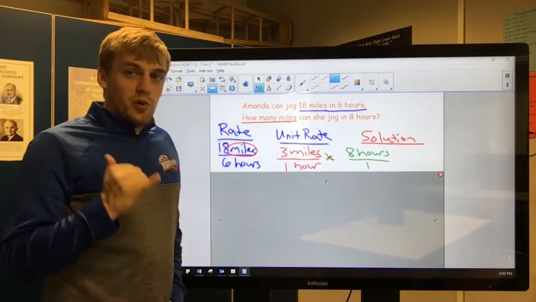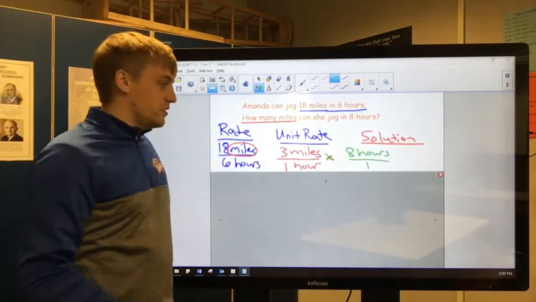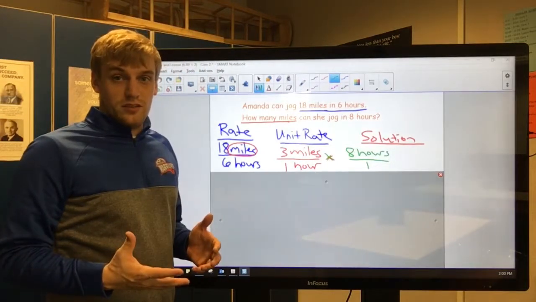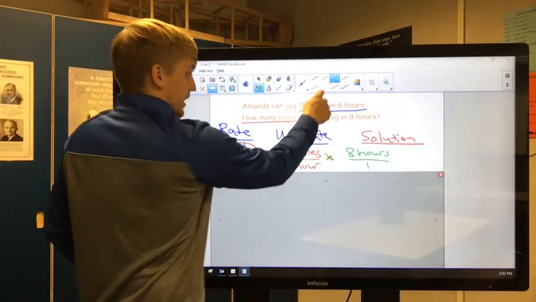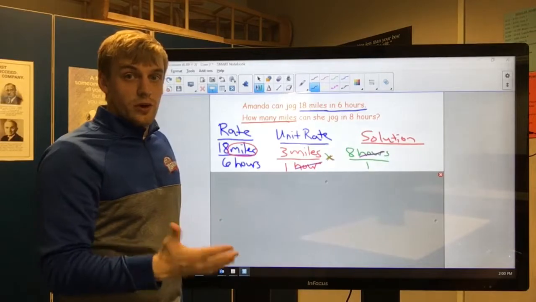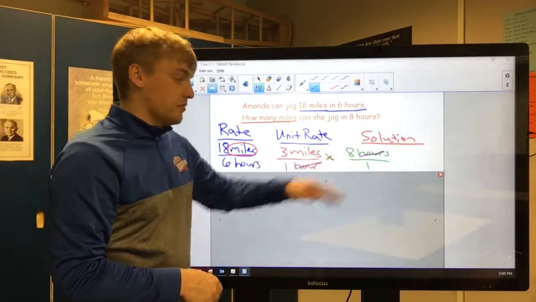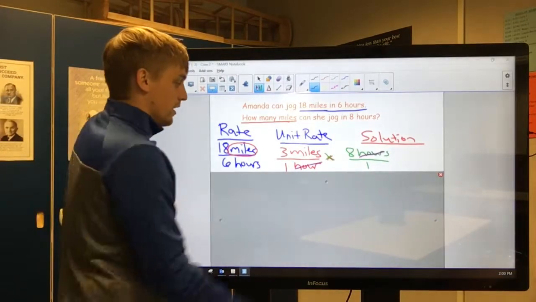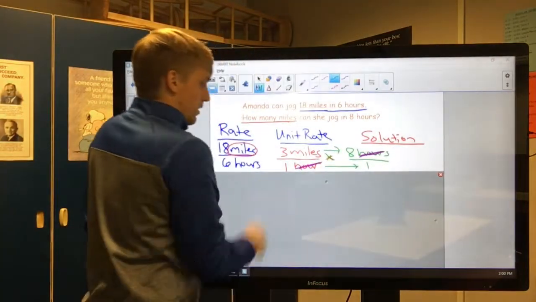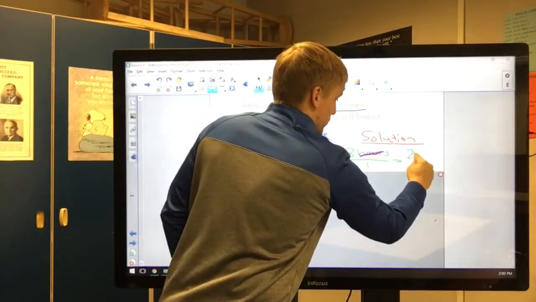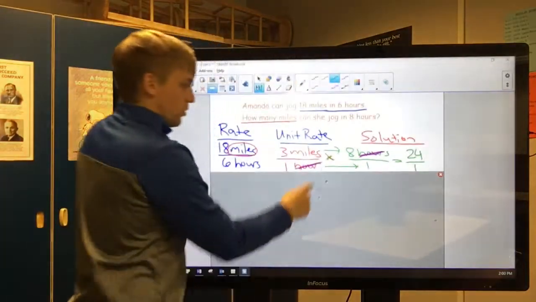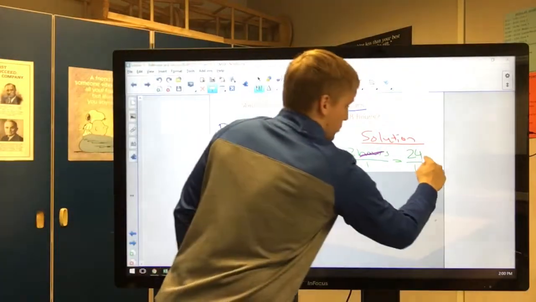Okay? The most important thing when you're doing these problems is to double check that your labels cross cancel. Labels can cross cancel. So in this case, this label and this label, hours, can cross cancel. They can go away because it's just like if this was a 5 and that was a 5, they would cancel and we wouldn't have to worry about it. So the labels cross cancel, and then we multiply across. 3 times 8 is 24, and 1 times 1 is 1. So your solution would be 24 miles.